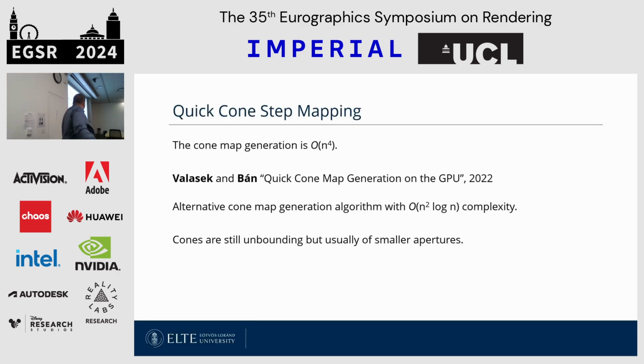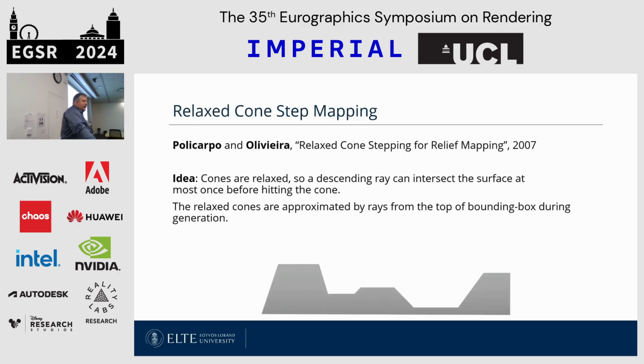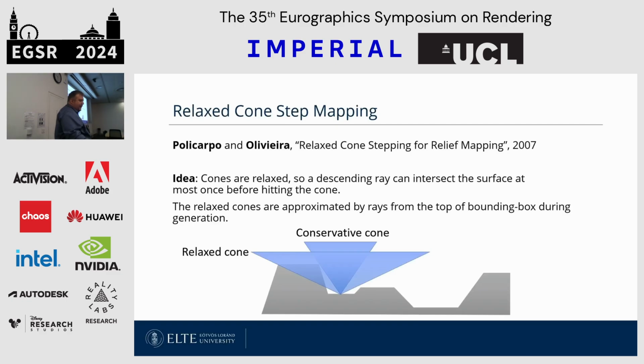And why am I always saying unbounding? That's because Policarpo and Oliveira introduced relaxed cone step mapping, which means that the cones are relaxed in the sense that the descending ray, unlike the conservative ray, can intersect the surface at most once before hitting the cone.